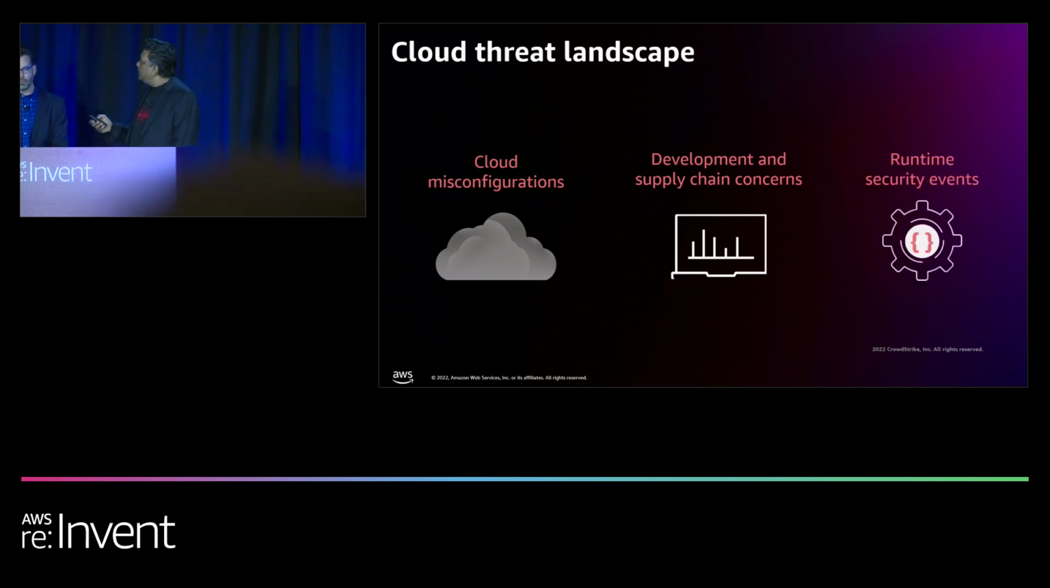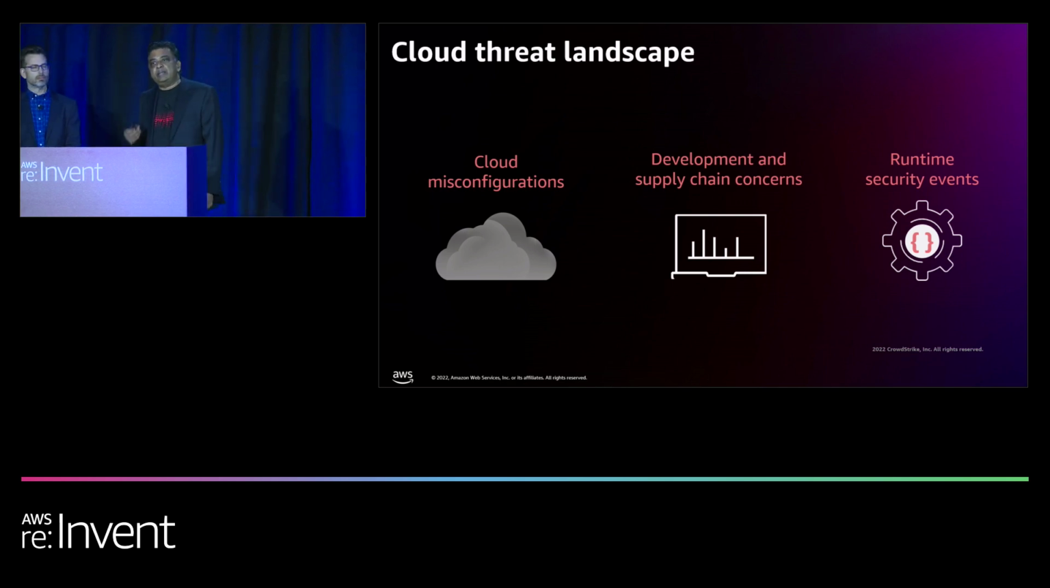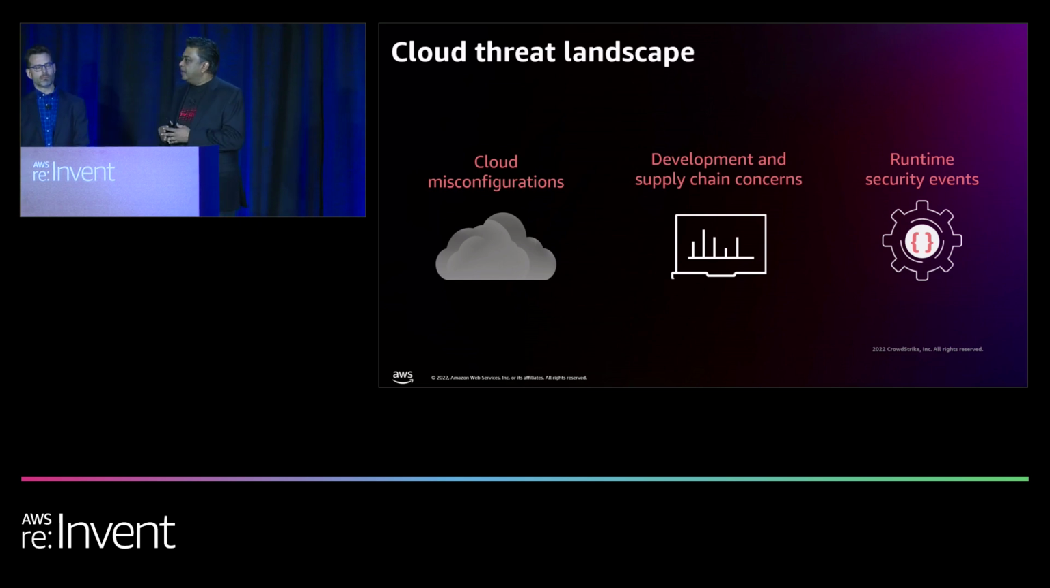And the third one on the cloud threat landscape, which is really important, is the runtime threats that are happening every day, every minute, every second, every hour. So that's where we see the APT threats, the ransomware campaigns, the nation-state actor campaigns against your infrastructure, and then vulnerabilities that pop up every day, every minute.